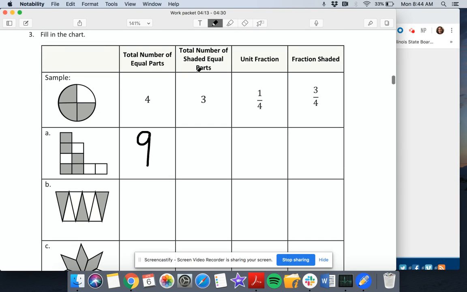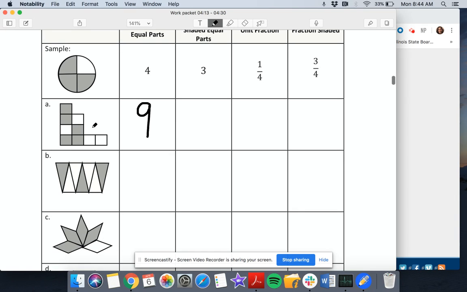And the next box asks total number of shaded equal parts. So how many are shaded? 1, 2, 3, 4, 5. 5 are shaded.